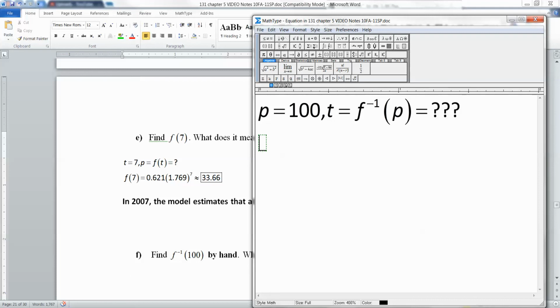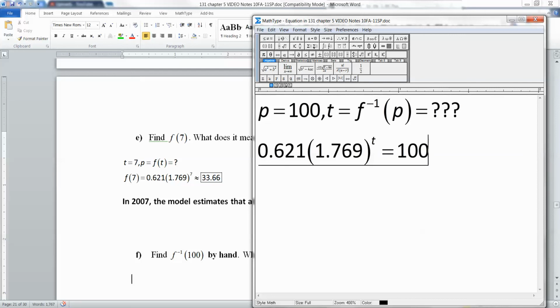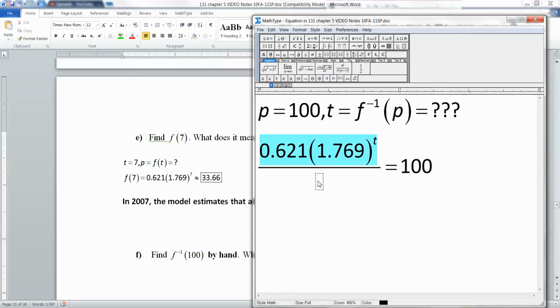So what you're going to do is set your equation equal to 100. So you're going to say 0.621 times 1.769 to the t is equal to 100. Now look at you. You've got a variable in your exponent. You see that? There's only one way to solve this, and it involves logarithms.